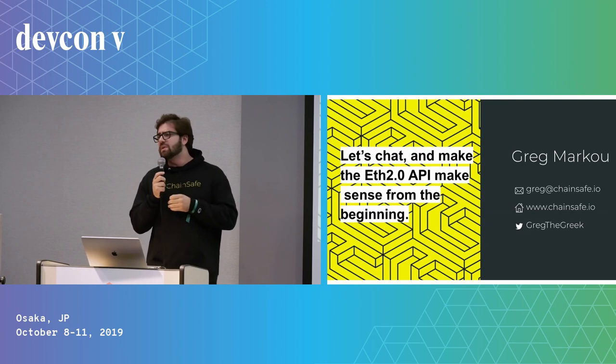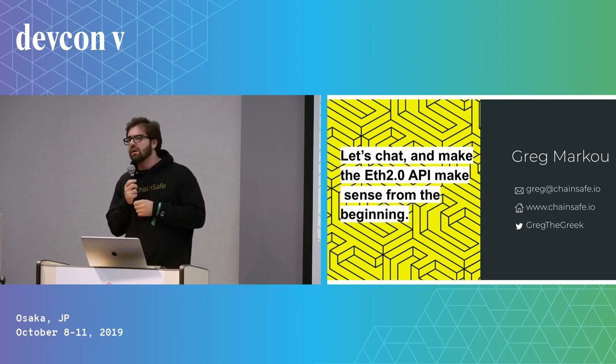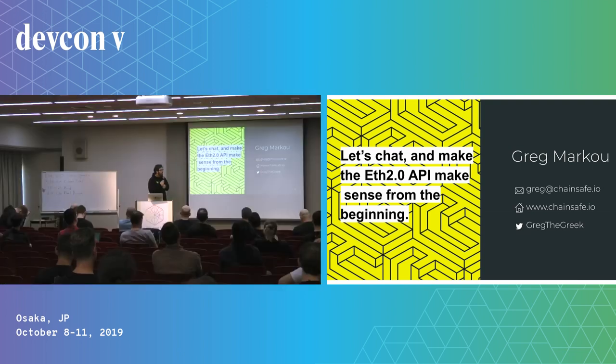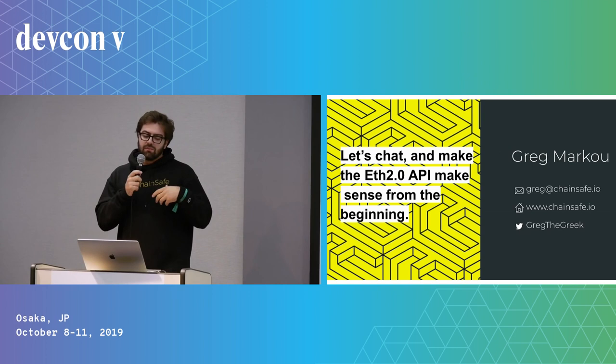I know there are a lot of pain points in the current API and the current way ETH1 works with regard to the JSON RPC API. We have an opportunity to learn from our mistakes, reshape it from the beginning, and make it as optimal as we can right out of the gate.